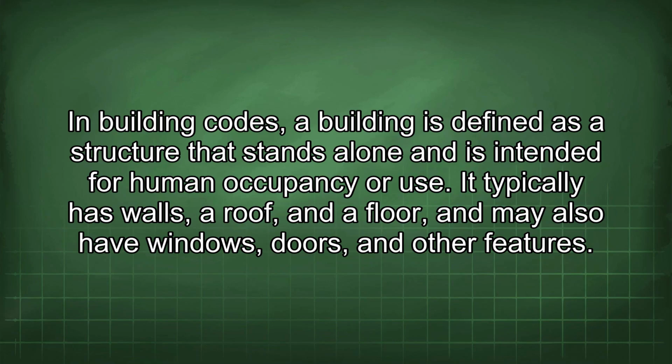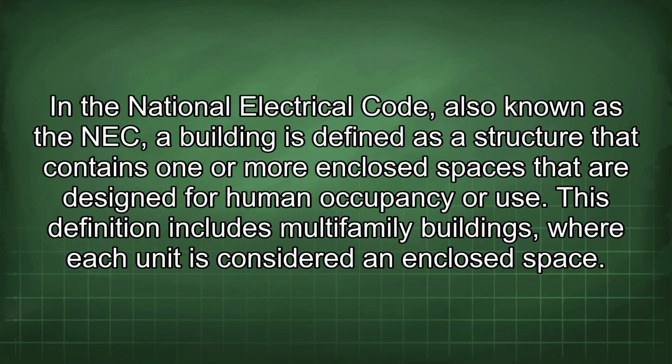In building codes, a building is defined as a structure that stands alone and is intended for human occupancy or use. It typically has walls, a roof, and a floor, and may also have windows, doors, and other features. In the National Electrical Code, also known as the NEC, a building is defined as a structure that contains one or more enclosed spaces that are designed for human occupancy or use. This definition includes multifamily buildings, where each unit is considered an enclosed space.